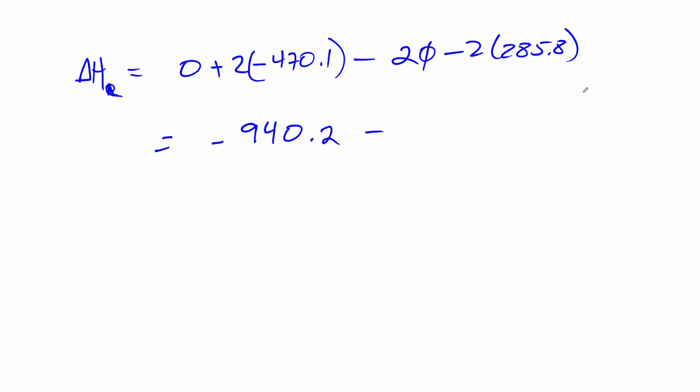2 times 0 is 0, so 285.8 times 2. And this is a negative 285.8, so this becomes positive 571.6. And when you add the two together, you get minus 368.6.